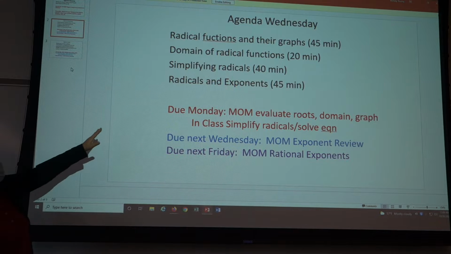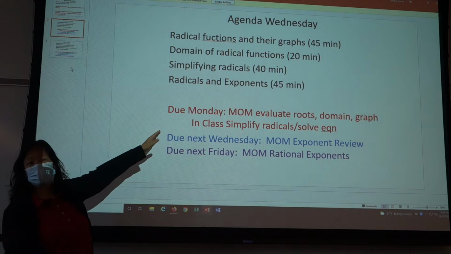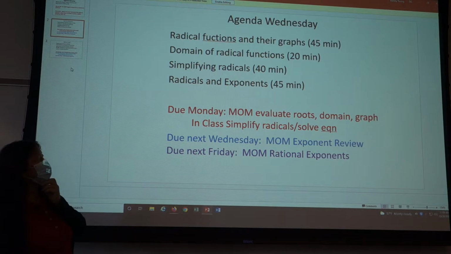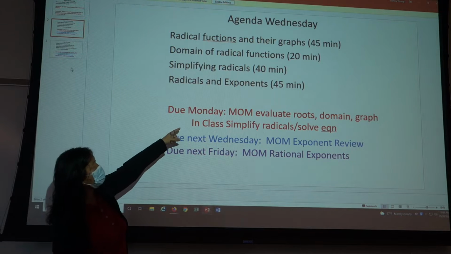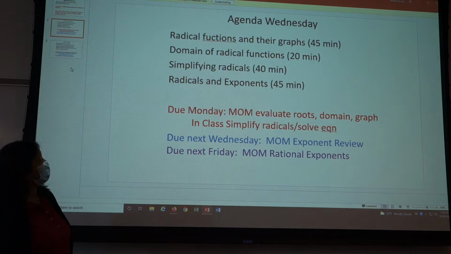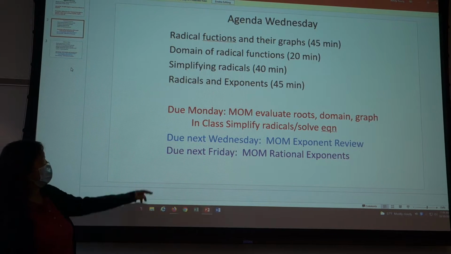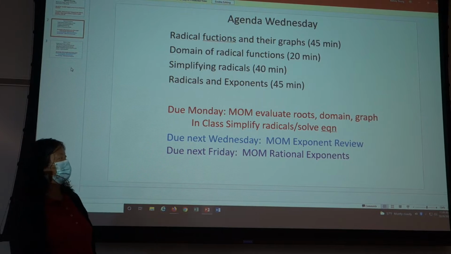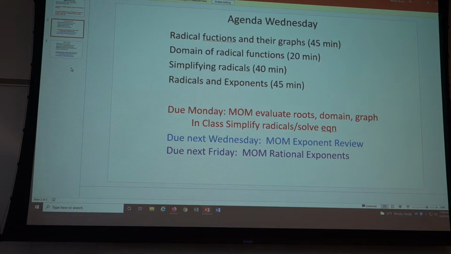So Monday will be your first homework due in this new stuff. It'll be on the MIPA math evaluating roots, domains, and graphs. And then also the in-class simplifying radicals homework we do on Monday. And then next Wednesday, you'll have MIPA math on exponent review. And then next Friday, MIPA math on rational exponents. So that's kind of what's coming down the pipe.